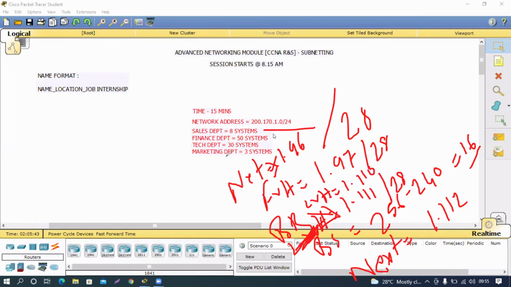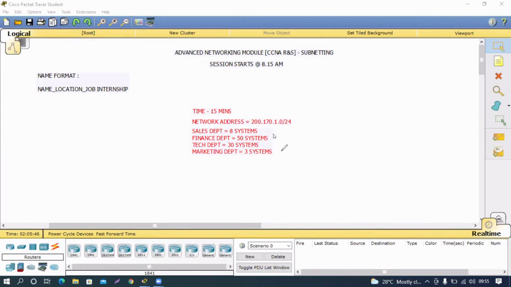And for the marketing department, it will be slash 29. You are taking 2 raised to 3, which is 8. 2 raised to 2 gives you 4, minus 2 is 2, which is less than the requirement. So 2 raised to 3 is 8 you are taking, so 3 host bits and 5 network bits. So slash 29 is coming.